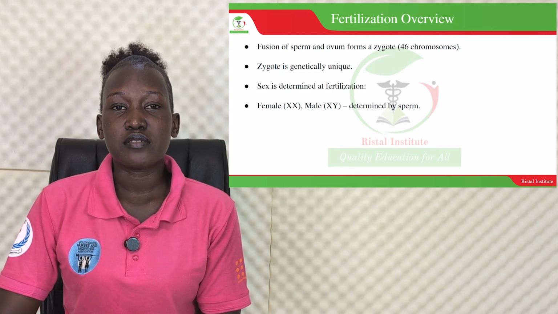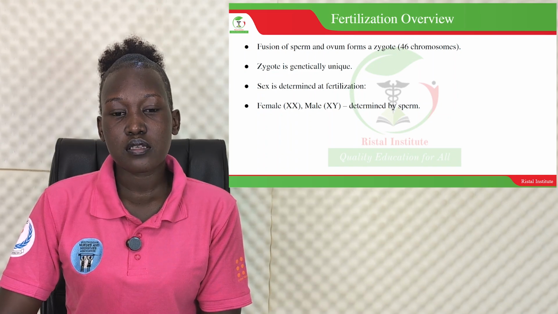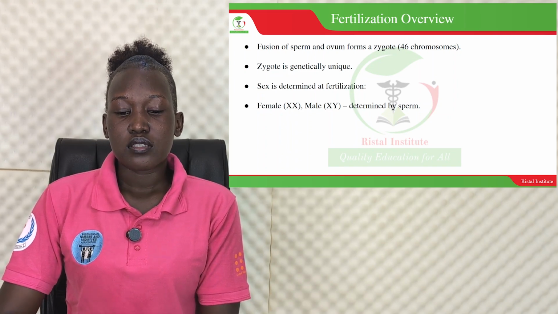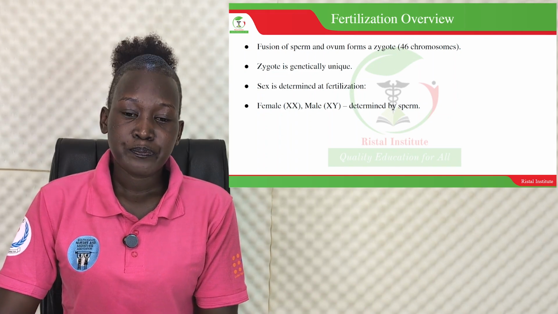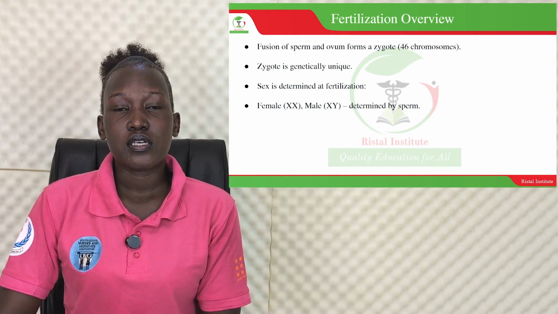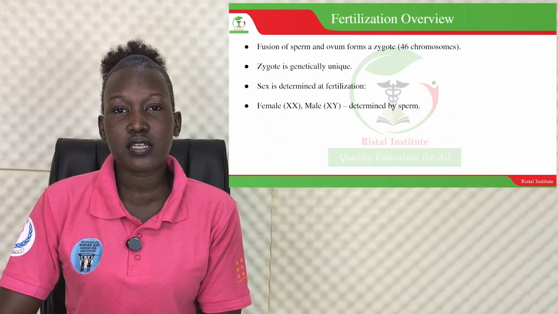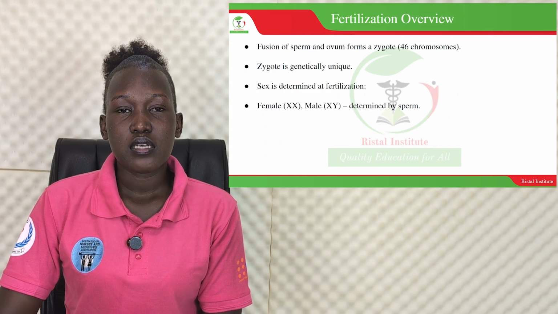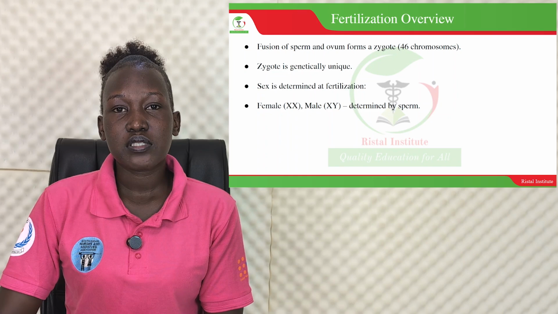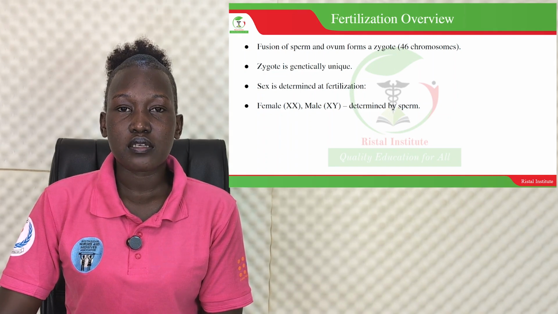Females are always represented by XX, and the males are always represented by XY. So it is determined by the sperm. If it is the Y sperm cell that has fertilized the egg, then it becomes XY, because we know that the females carry XX, and the males carry XY.